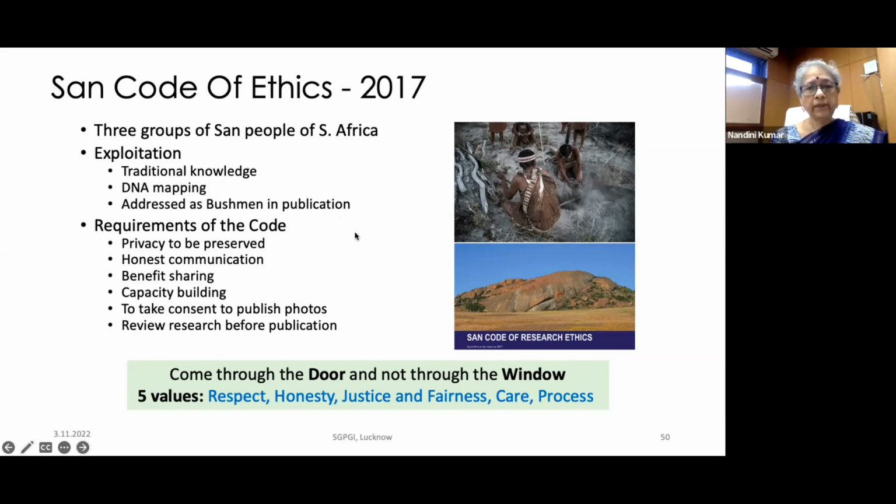So the requirements of the code that they made was privacy has to be preserved. There should be honest communication from the researchers who come with the intention of using them, benefit sharing, capacity building, and to take consent to publish photos. Anything on them had to get their consent. Review research before publication. So the San tribe leader's statement was, come through the door and not through the window. Because when you come through the door, you will meet them on equal footing, and the intentions could be laid bare. For that, the 5 values were given importance: respect, honesty, justice, fairness, care, and process.